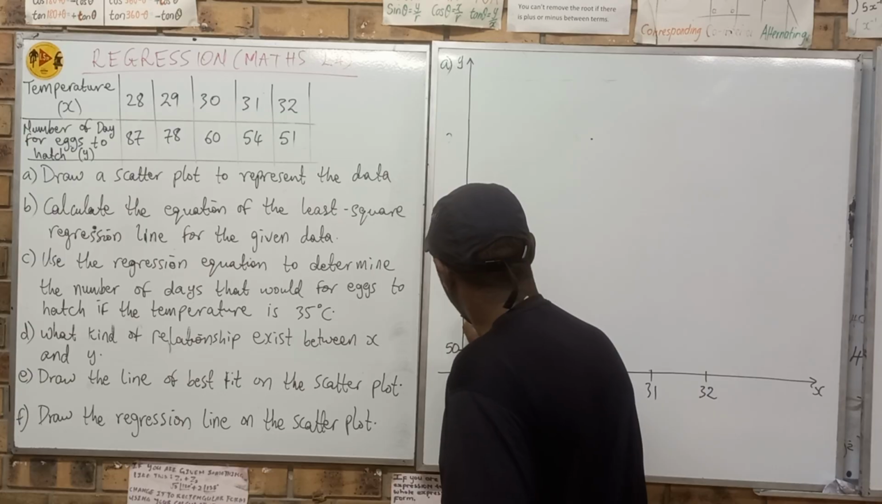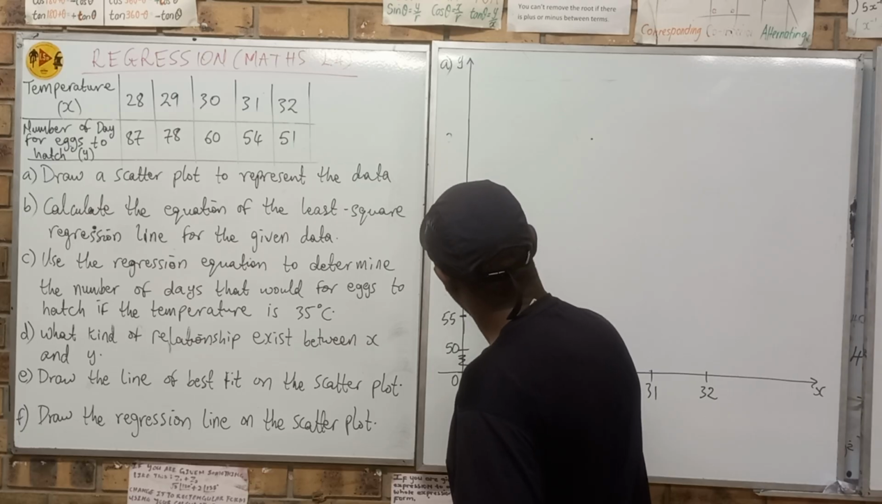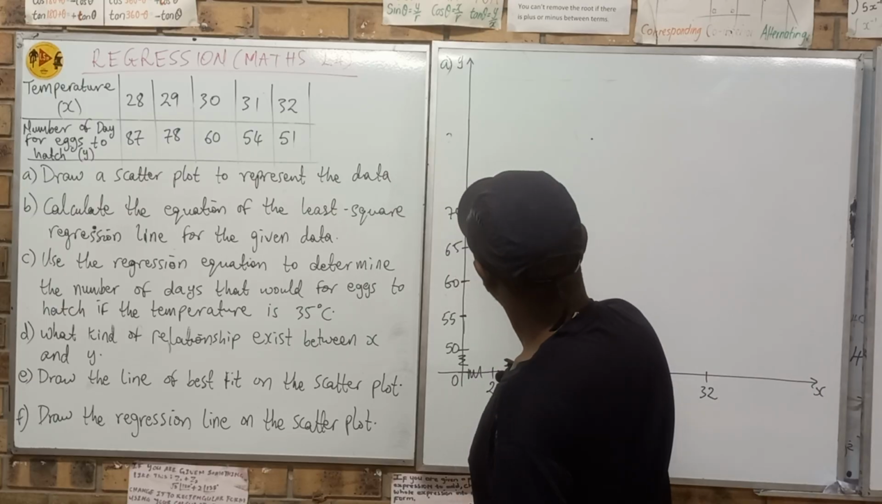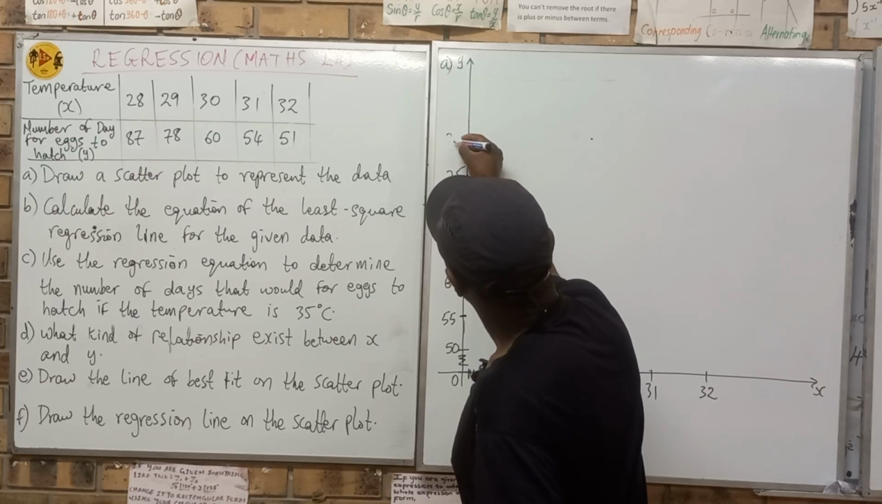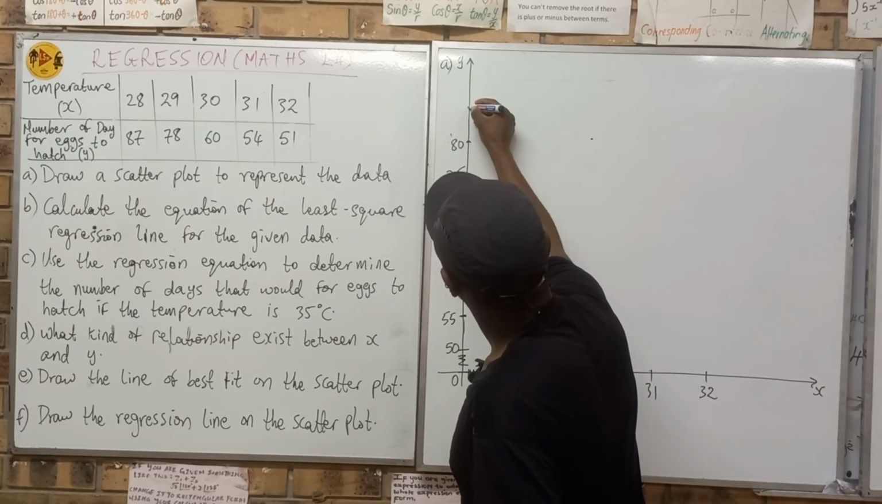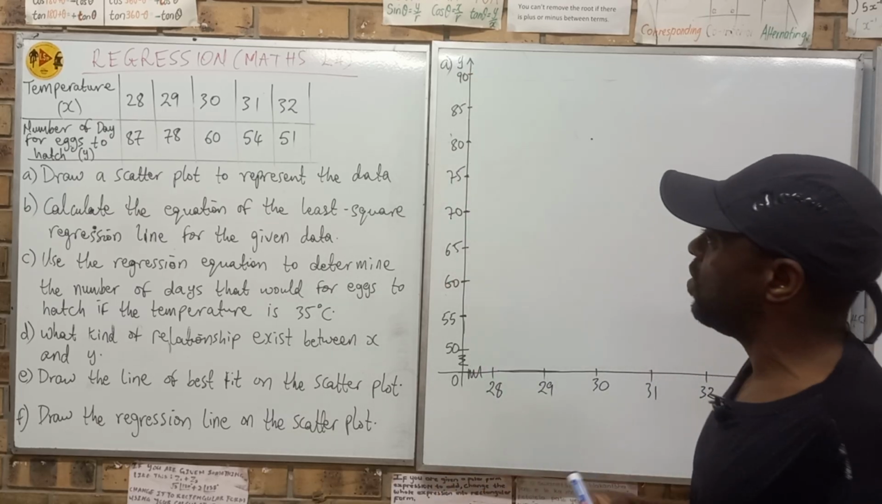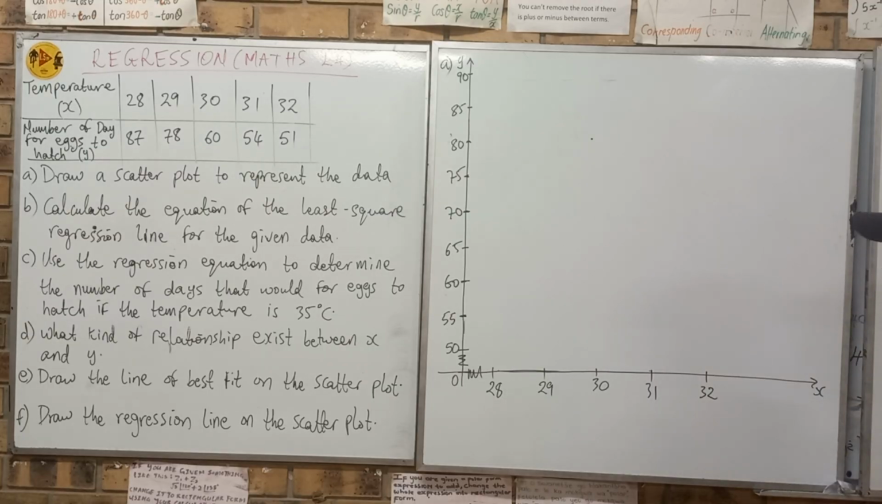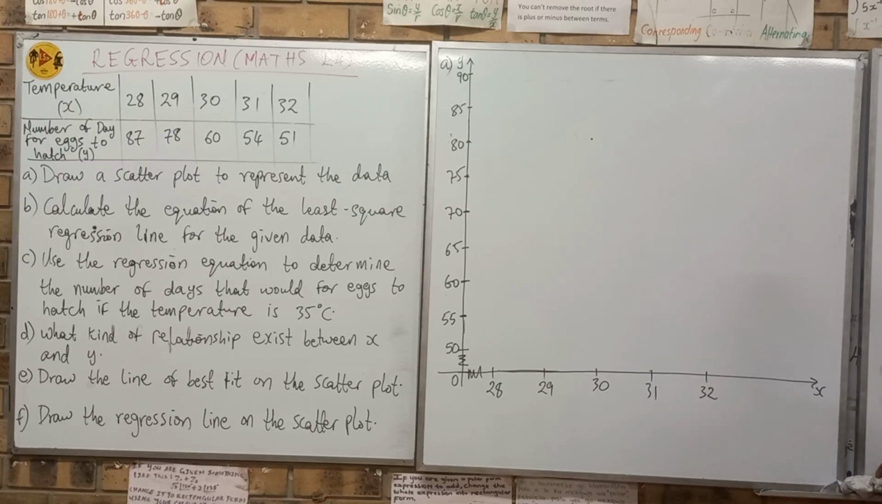So from 50, I'll get my 55 there, I'll get my 60, get my 65, 70, 75, 80, then 85, and 90. So that way I know that 87 is taken care of. So guys, that's how easy it is to produce a scale for yourself. If you are given a graph page without a scale, you can do that. Then from here, I will start plotting my points.